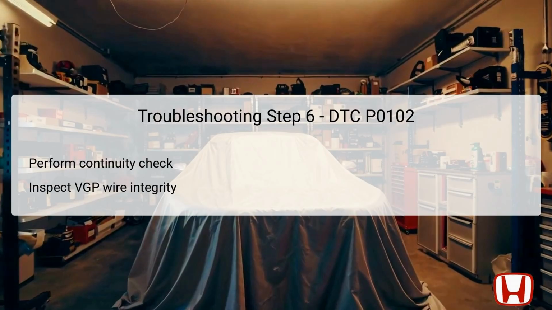Achieving continuity confirms that the VGP wire is functional and intact. If continuity is established, you should then consider updating the ECM software if it is not current, or substituting a known good ECM. However, if there is no continuity, it indicates an open circuit that will need to be fixed before moving on to further repairs.